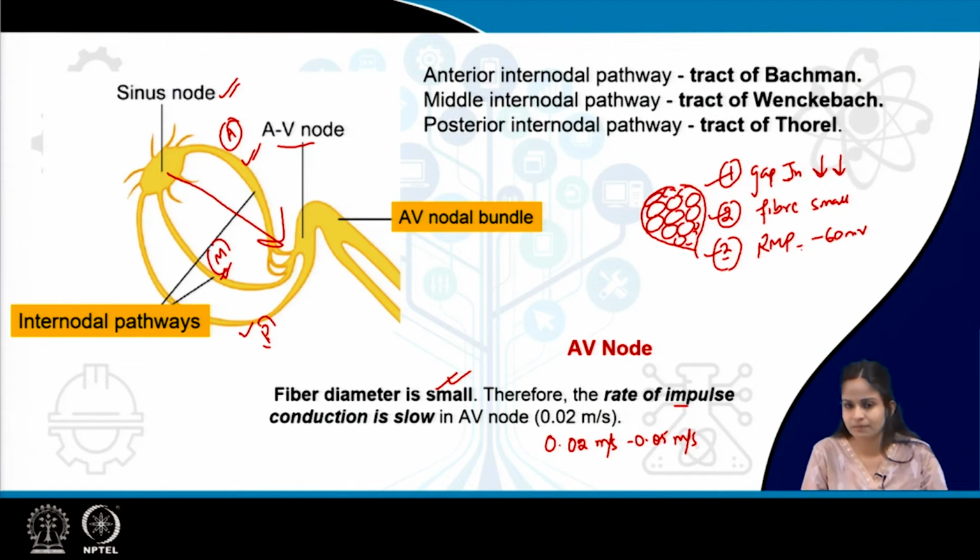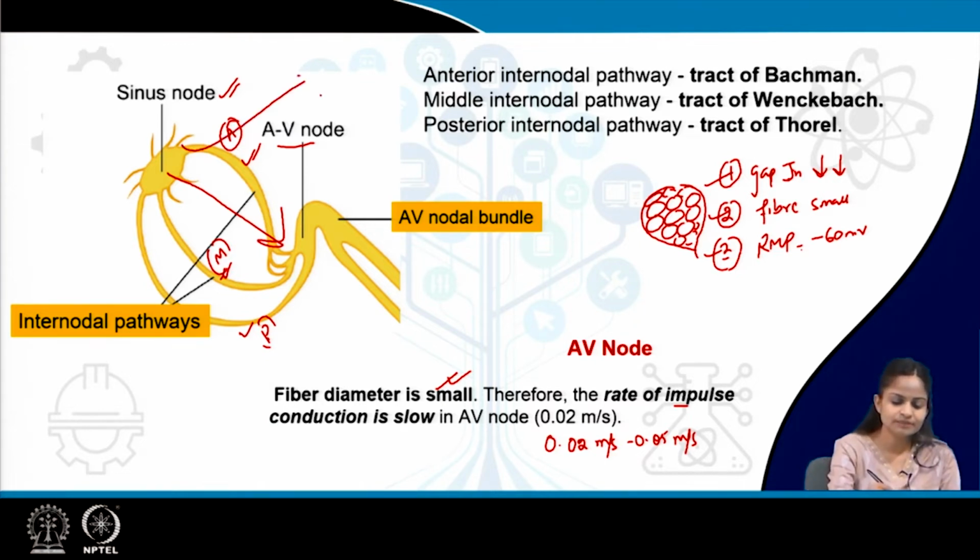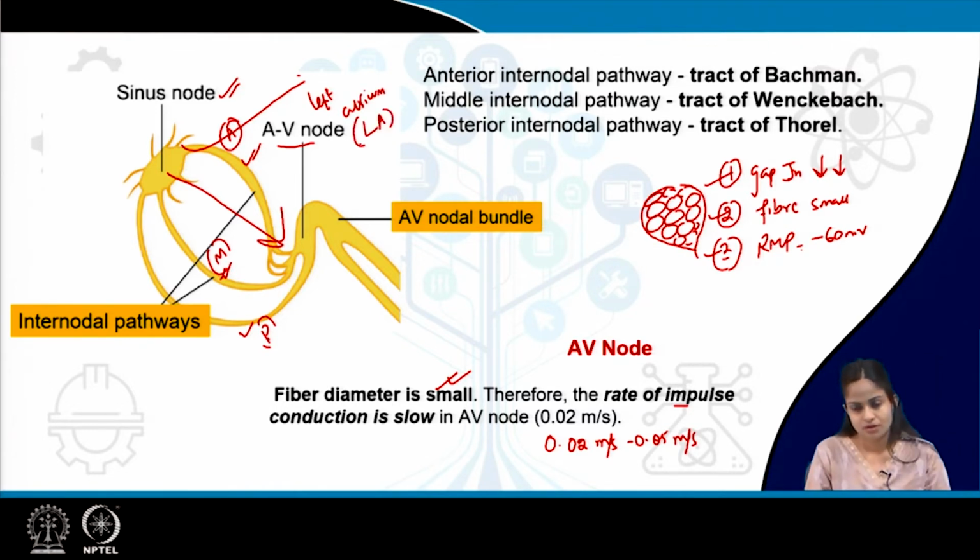Now, the anterior internodal pathway runs from the anterior surface of the SA node to the anterior surface of the AV node. It also gives another direct branch to the left atrium. So, the anterior internodal pathway is giving two branches. The first branch goes directly to the AV node and the other branch goes directly to the left atrium. That branch is known as the tract of Bachmann or Bachmann tract.